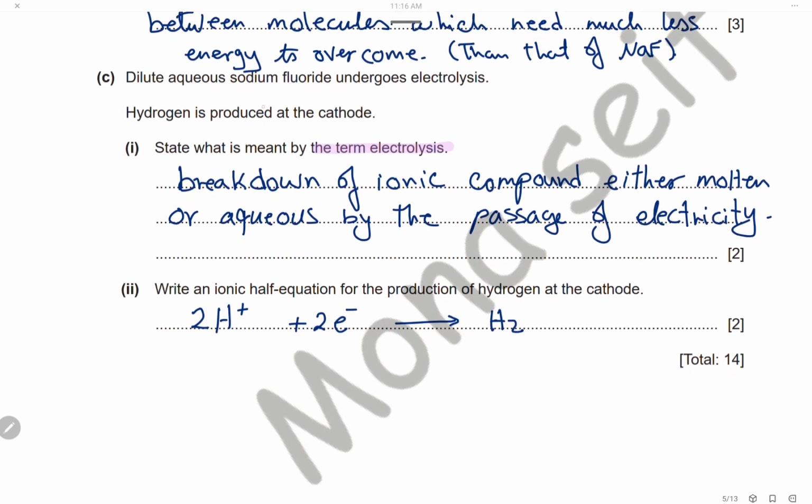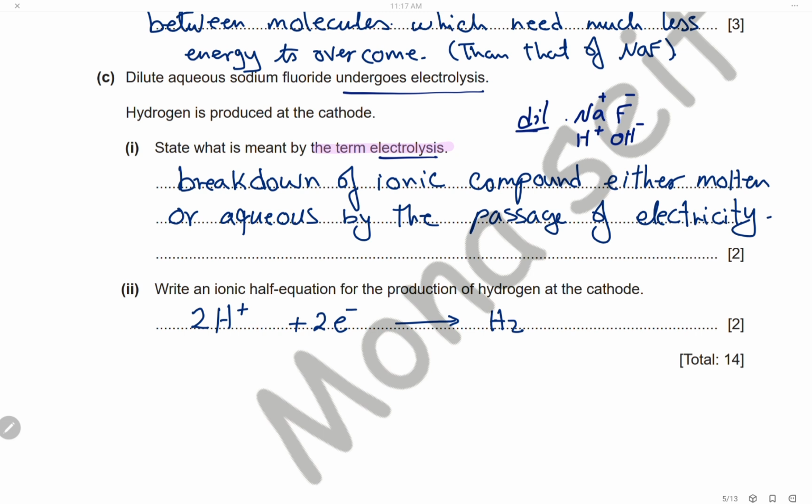Dilute aqueous sodium fluoride undergoes electrolysis. We have to make electrolysis of dilute sodium fluoride. So it's a dilute solution. We also have ions from water, OH and H ions from water. And first, you have to state what is meant by the term electrolysis. Electrolysis is the breakdown of an ionic compound, either molten or aqueous, by the passage of electricity. This is the definition of electrolysis.